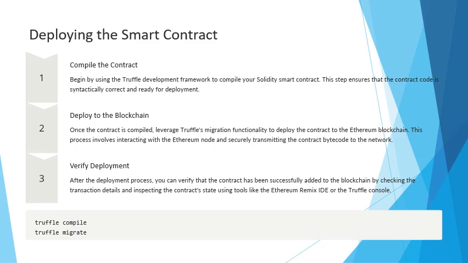Then we deploy it to the blockchain. Once the contract is compiled, we use Truffle's migration function to deploy the contract to the Ethereum blockchain. This process involves interacting with the Ethereum node and securely transmitting the contract bytecode to the network. Then we verify the deployment. We verify that the contract has been successfully added to the blockchain by checking the transaction details and inspecting the contract state.